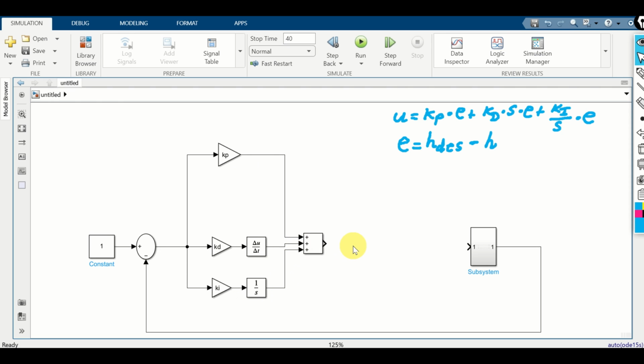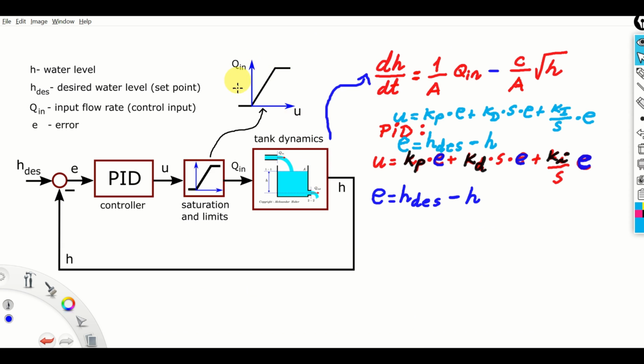The next step is to model the saturation block. Here is our saturation block. The saturation block will put to 0 all the control inputs smaller than 0. This means that we don't allow our pump to move in the opposite direction. Furthermore, the values of U that are larger than some critical value will be set to Q input max. That is, we will limit the flow rate. Let's do that.